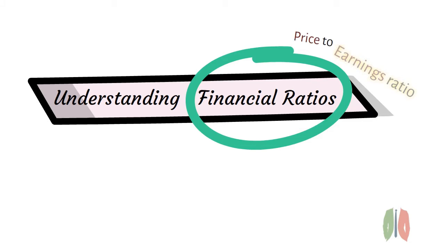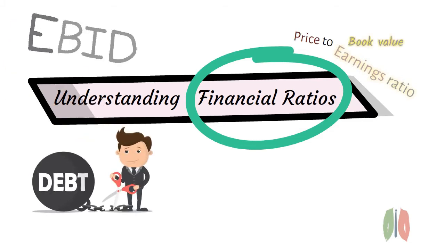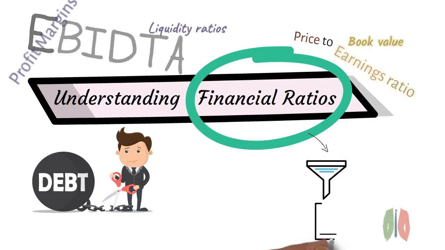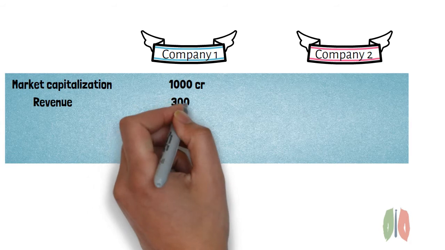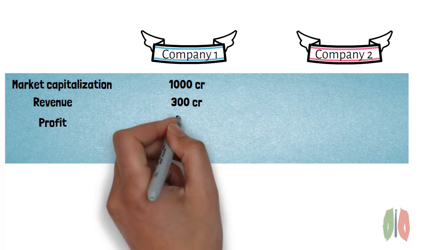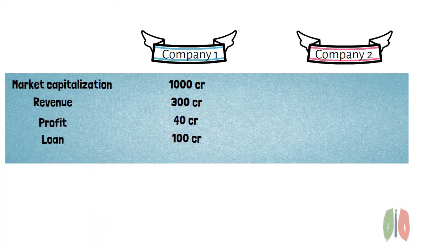In this video we are going to discuss financial ratios. Take two companies, let us say company 1 and company 2. Company 1 has a market cap of 1000 crores, revenue of 300 crores, a profit of 40 crores, and a loan amount of 100 crores, with a stock price of 50 rupees. Company 2 has a market cap of 100 crores, revenue of 15 crores, a profit of 5 crores, a loan amount of 20 crores, and a stock price of 40 rupees.